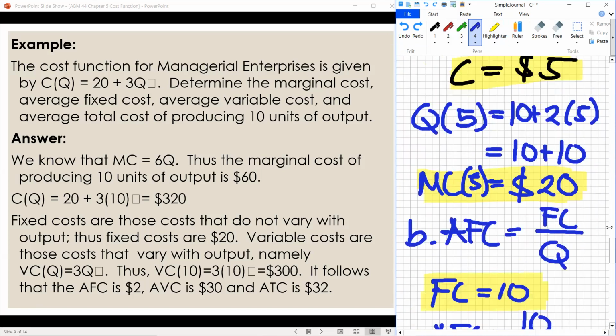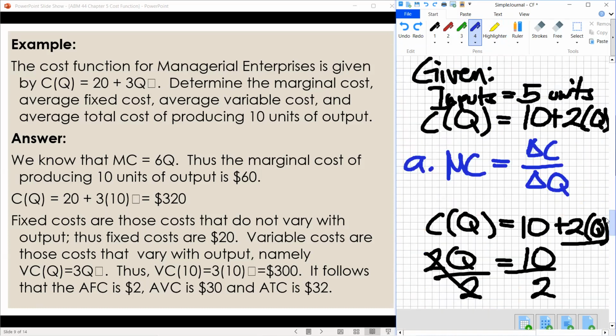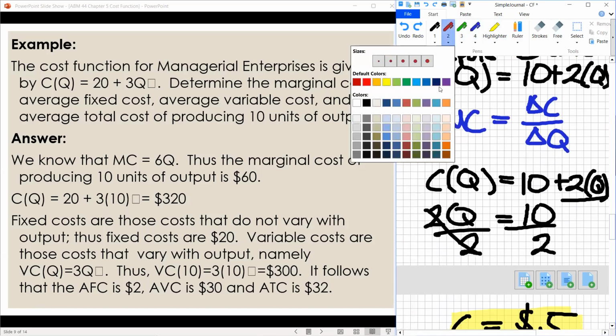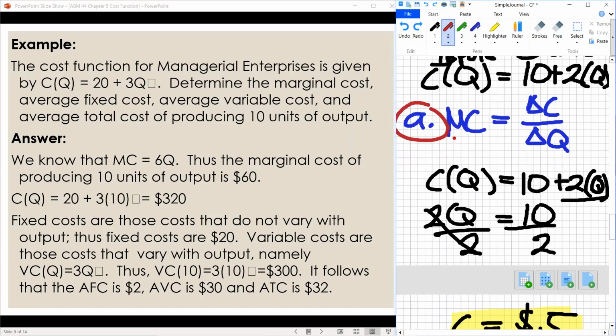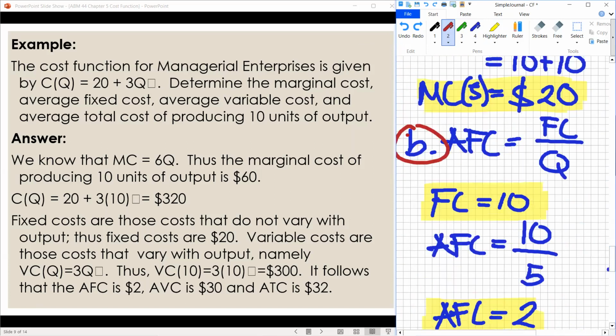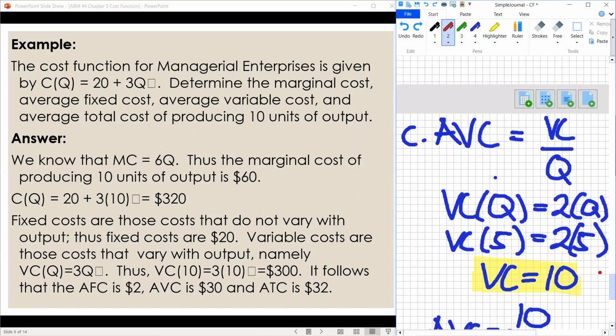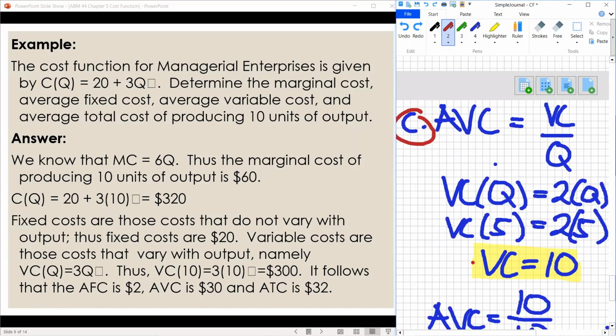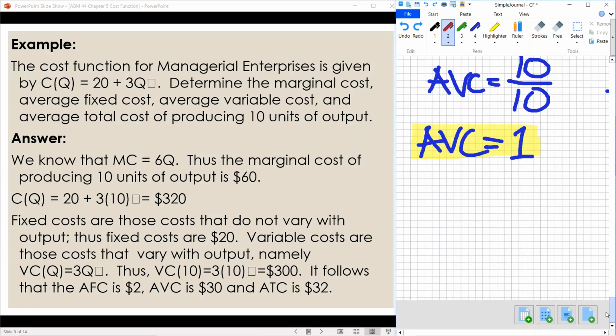So we are done with our MC. So I'll try to circle. We have done with our marginal cost. We are done with our average fixed cost. So we look for average fixed cost here. For average variable cost, we look for the average variable cost.